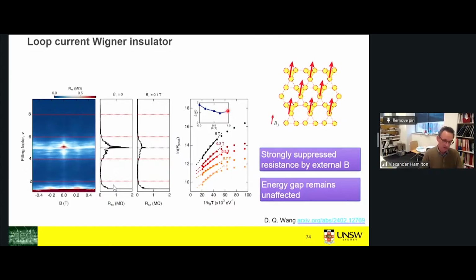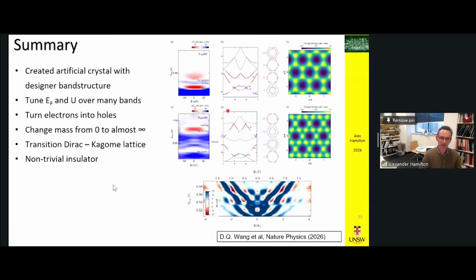So we think this is a very interesting way to study strongly correlated systems, where we now have really nice local control of the band filling and the interaction between the on-site and intersite interactions. In summary, what I've shown you is an artificial crystal with designer band structure.